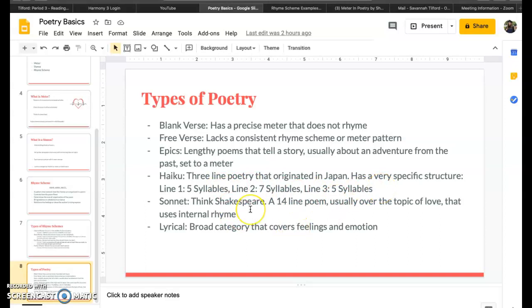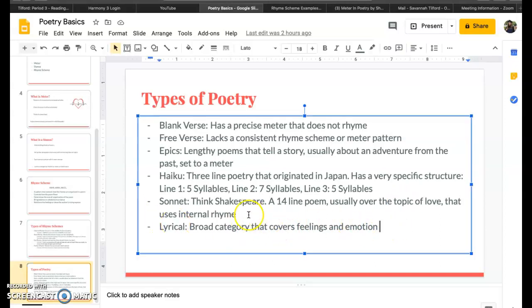There are sonnets, and Shakespeare is extremely well known for writing sonnets. It's a 14-line poem, again, very specific on the stanza structure and the meter structure. And it's usually over a topic of love, and it uses internal rhyme more than any other kind of rhyme scheme. And finally, we have lyrical, which is a broad category that covers emotions and feelings that's set to a specific meter. So again, with this one, I would say that you think of music, right?